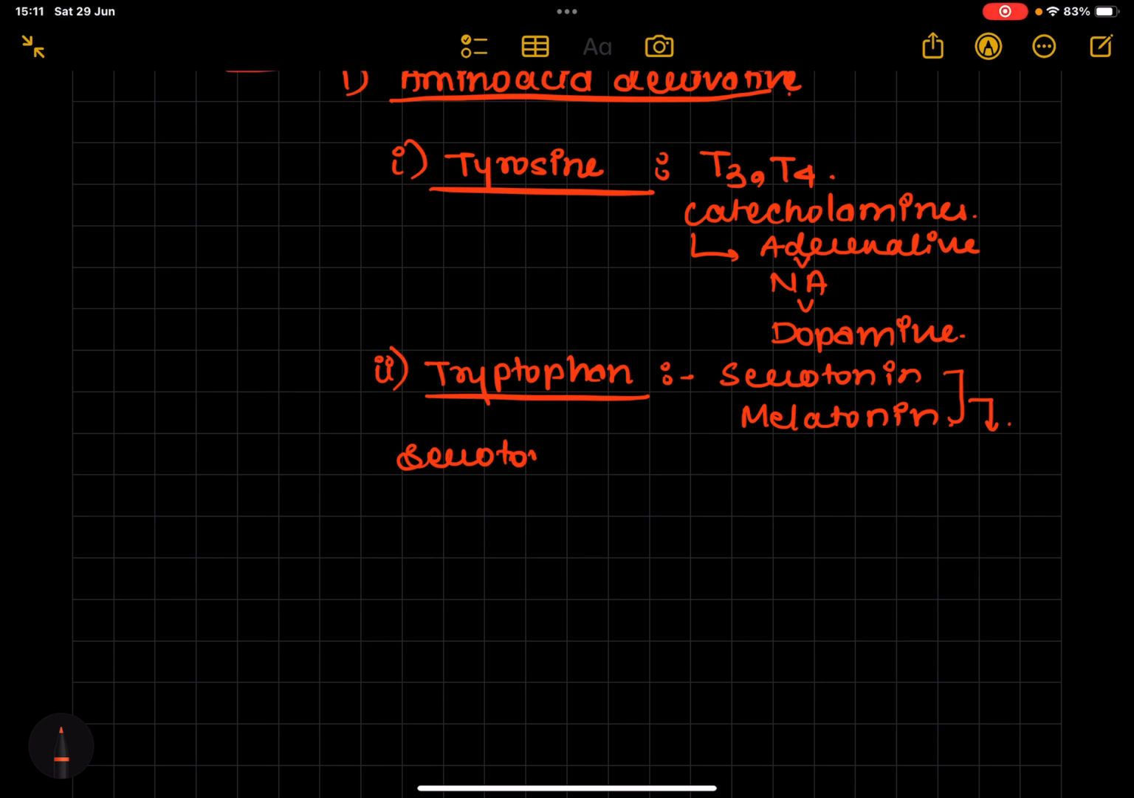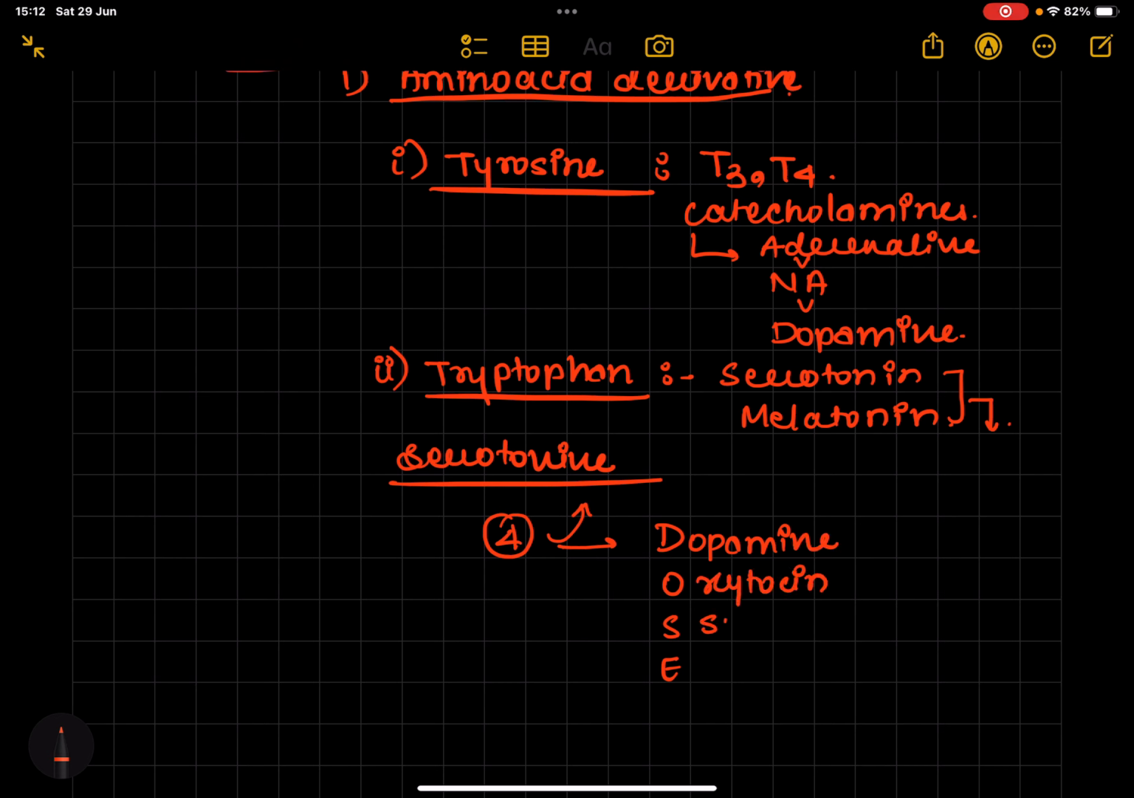do you know what are the hormones of happiness? So there are four hormones of happiness and one of those is serotonin. So what are the four hormones of happiness? So the mnemonic for that is DOSE. D for dopamine, O for oxytocin, S for serotonin, and E for endorphin.